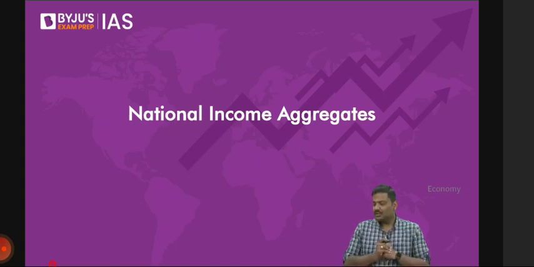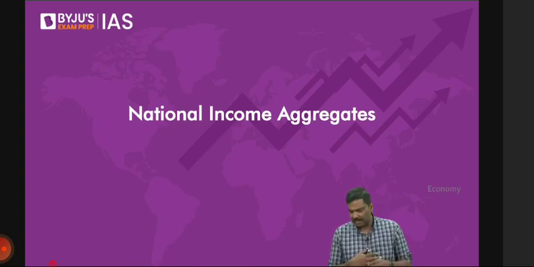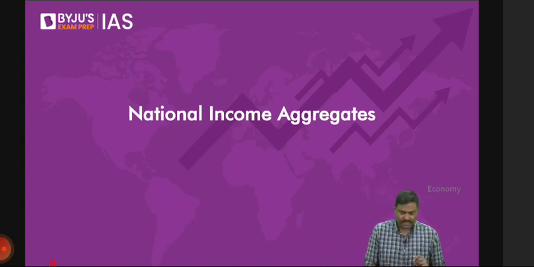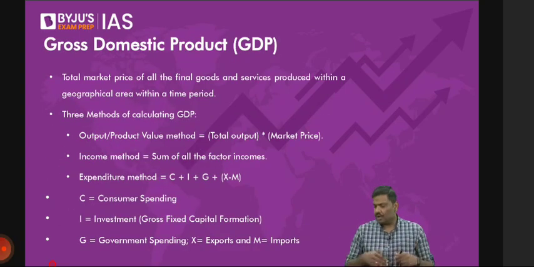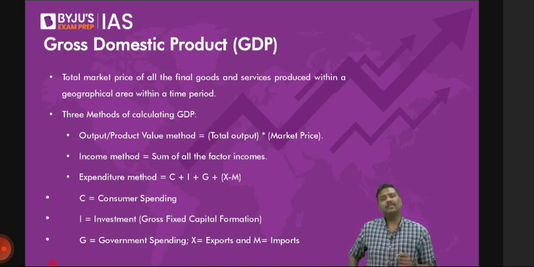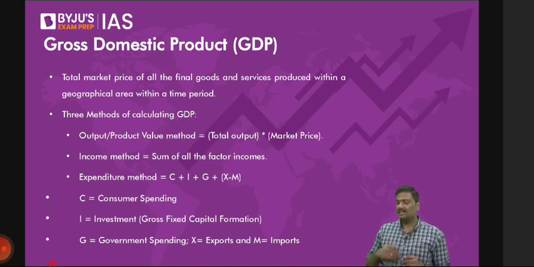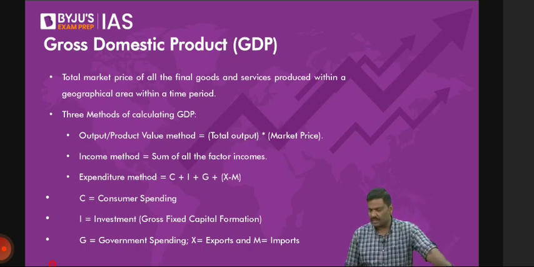Okay, let's start. So yesterday we started with the concept of GDP, or national income aggregates. What is GDP? GDP stands for gross domestic product. Gross domestic product refers to the market price of all the final goods and services which are produced in a country, in an economic territory.